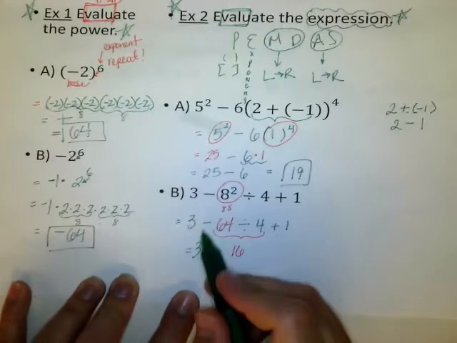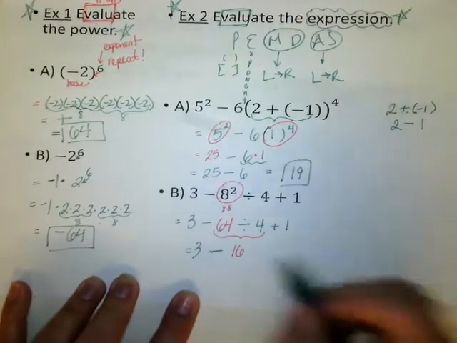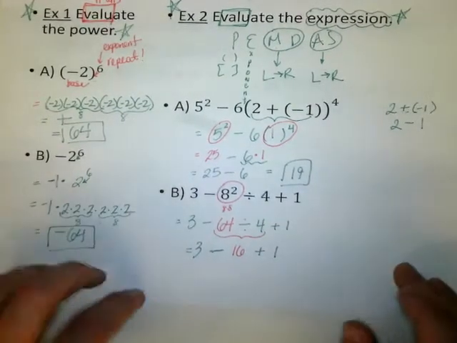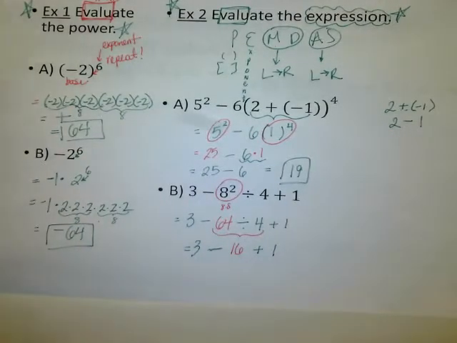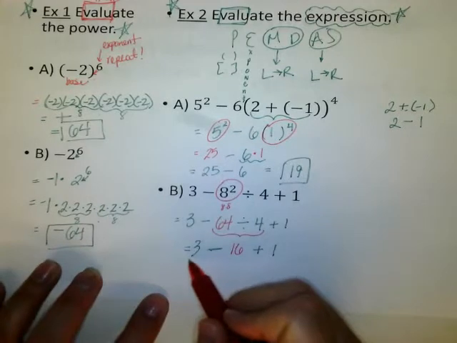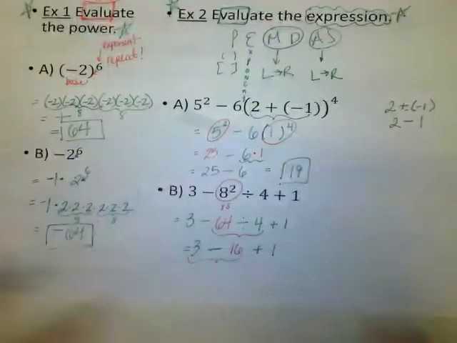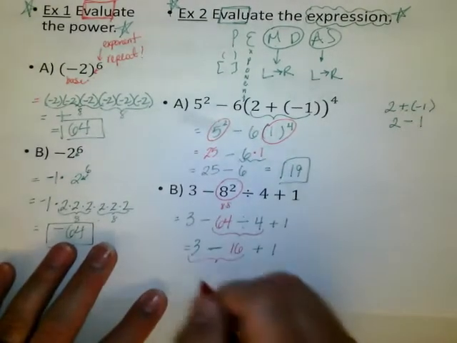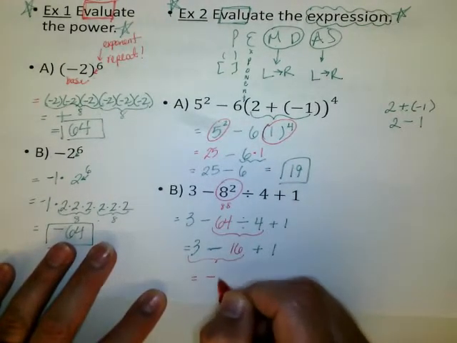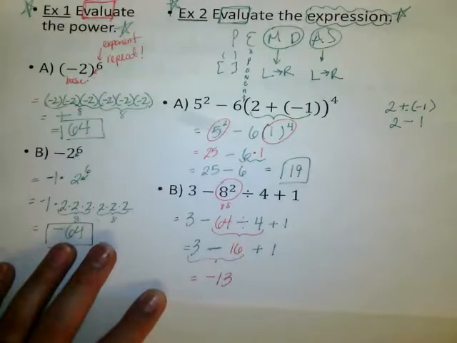I had a 3. I've got that green negative or subtraction, same thing. All right, now I have a subtraction and I have an addition problem. Which one comes first? Yeah, subtraction, because it came first going left to right. So we do that. What is 3 subtract 16? Negative 13. Very good. Lots of negatives there.